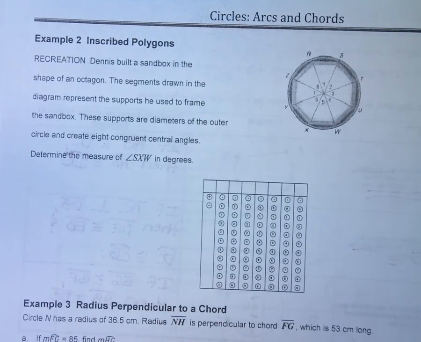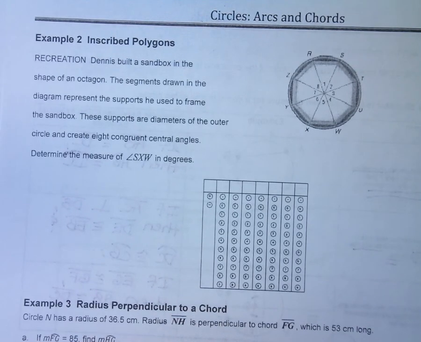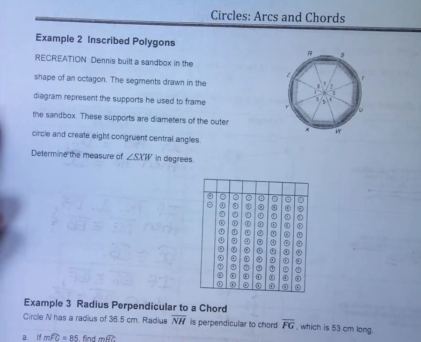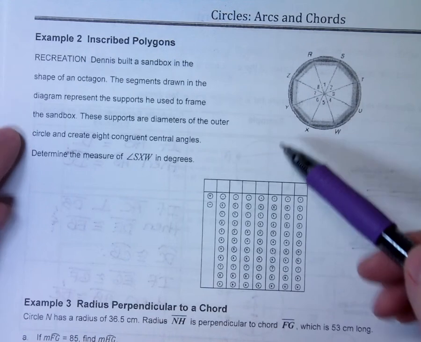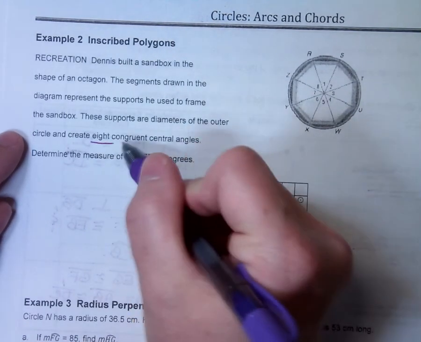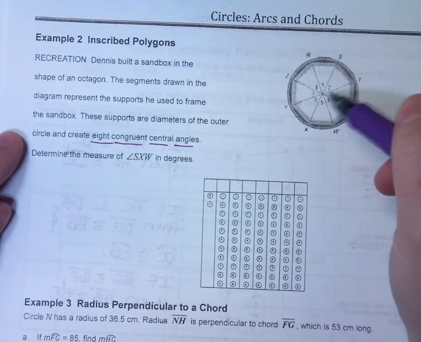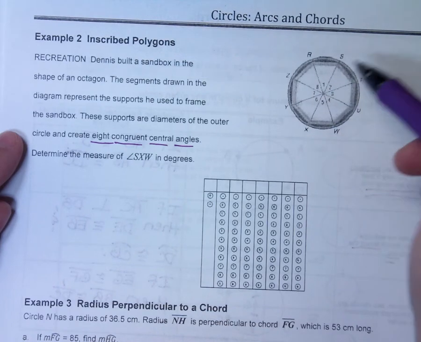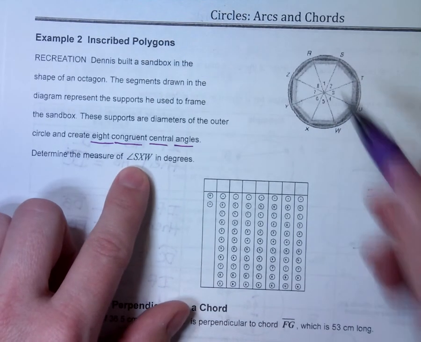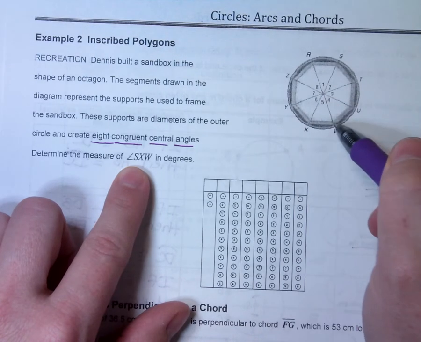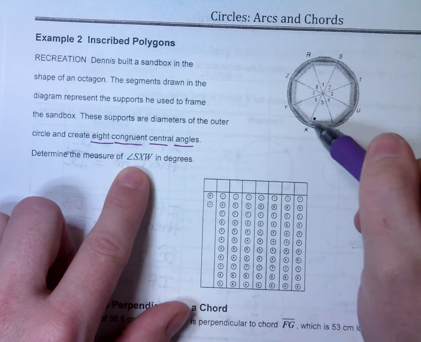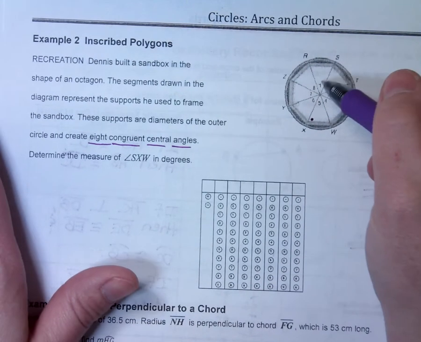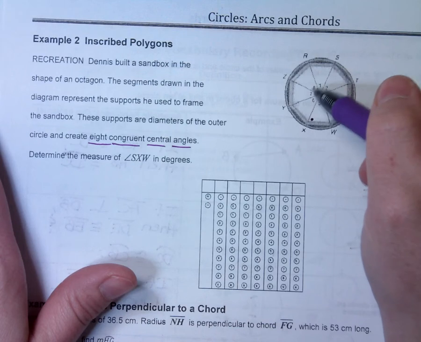Okay, first thing, recreation. Dennis built a sandbox in the shape of an octagon. Sounds fun, right? The segments drawn in the diagram represent the supports he used to frame the sandbox. These supports are diameters of the outer circle and create 8 congruent central angles. So all of these angles here, they're all central angles because their vertex is at the center of the circle, and it says that they're all congruent. My ultimate goal is to figure out the measure of angle SXW. I want to figure out that little angle right there. Let's start with the angles in the center. How could I figure out what each of these angles are in the center of the circle?